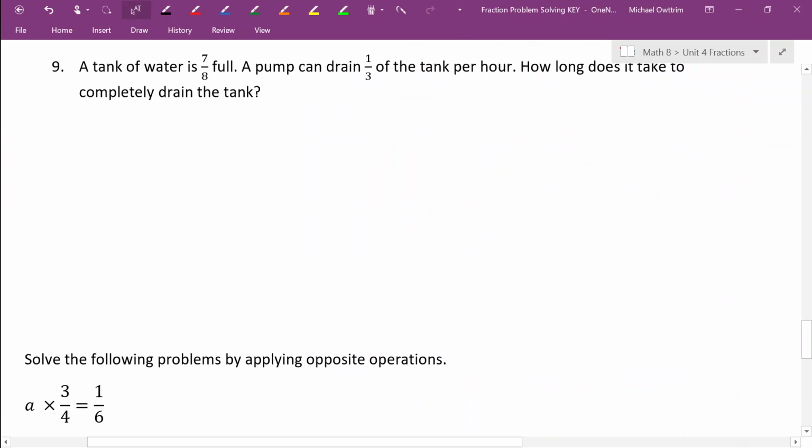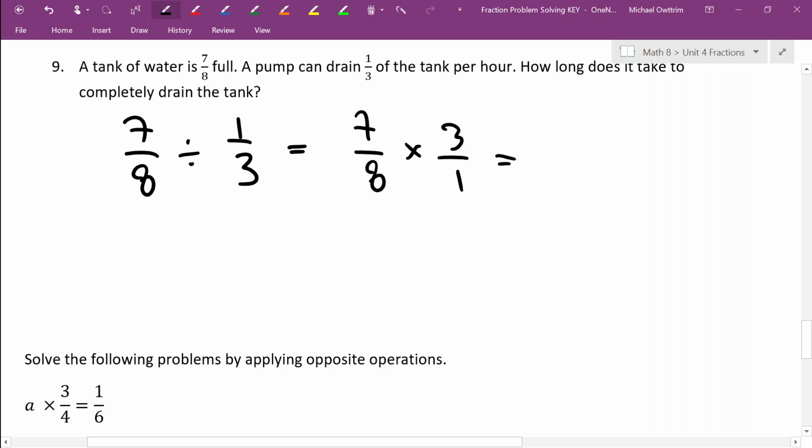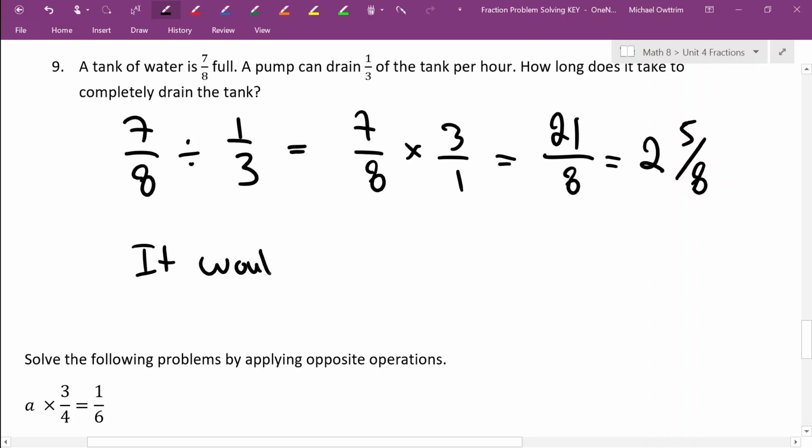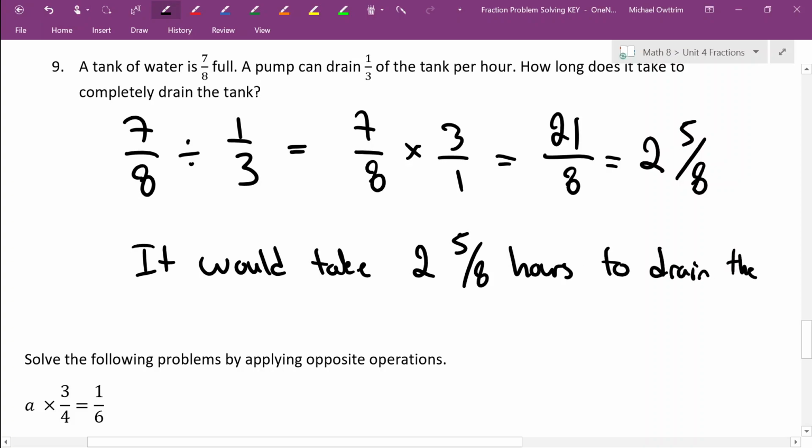A tank of water is 7/8 full. A pump can drain 1/3 of the tank per hour. How long does it take to completely drain the tank? So we have 7/8 full. We want to divide that into groups of 1/3 each and see how many of those groups of 1/3 fit in. So we're going to multiply by the reciprocal. 7 times 3 is 21, and 8 times 1 is 8. We're going to convert that to a mixed number. 8 goes into 21 2 full times, which would make 16, leaving us 5 left over. So we can say it would take 2 5/8 hours to drain the tank.